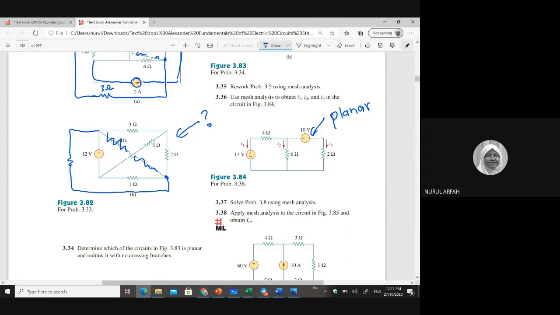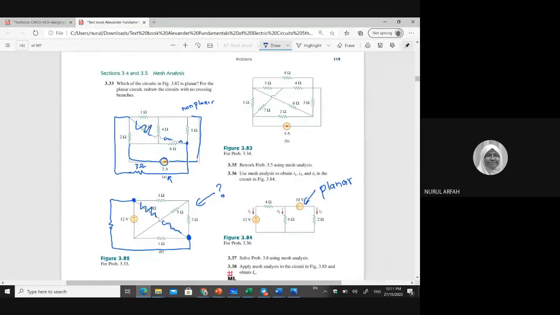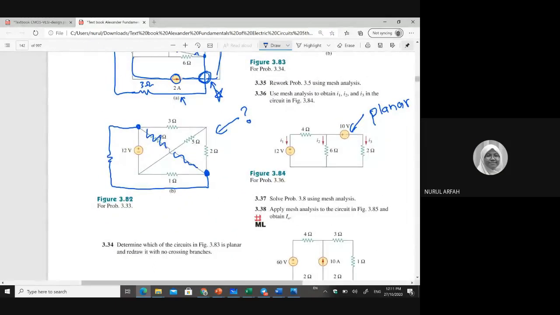Non-planar, which one? Is it a crossing or not? This is not crossing, right? Because this end connects to here and this end connects to here. So you don't have any crossing branch like the example in A. In example A, yes, you cross at this point. So this one, since there's no crossing branch, then this is 4 ohms. So this is a planar, a straightforward plane circuit.